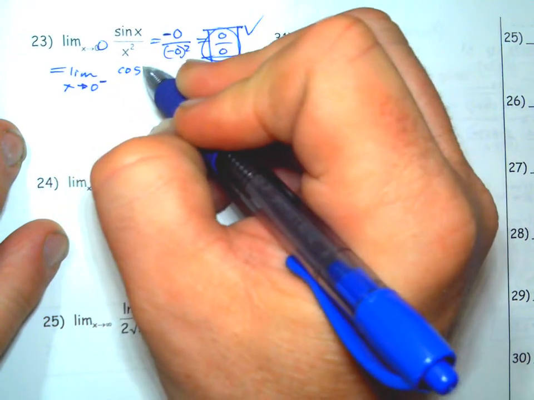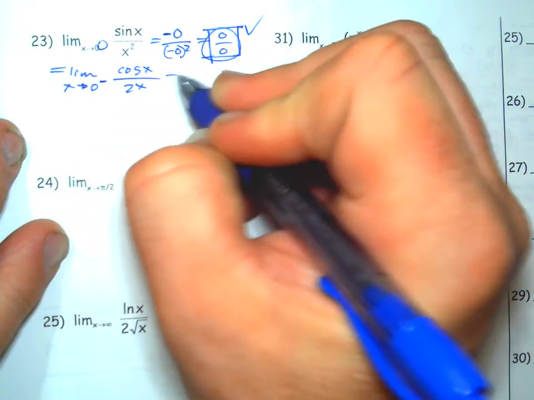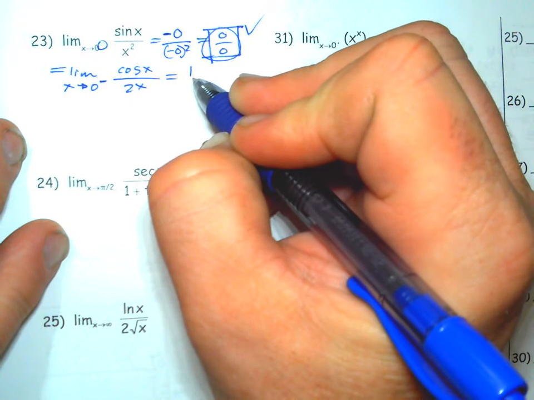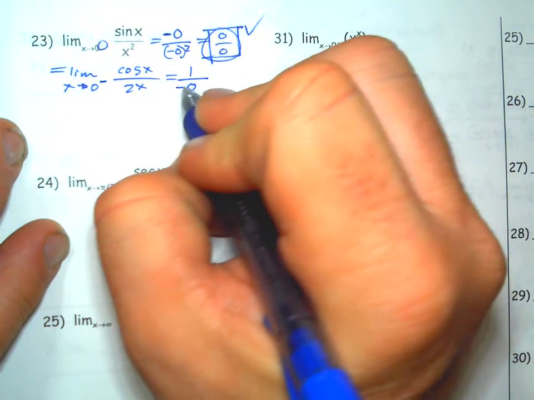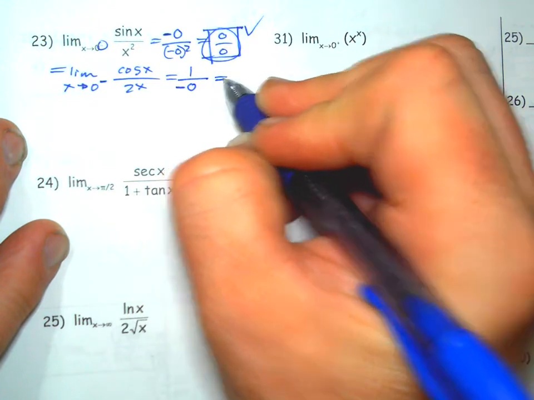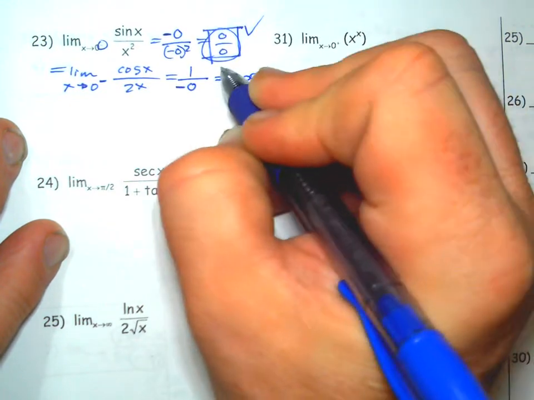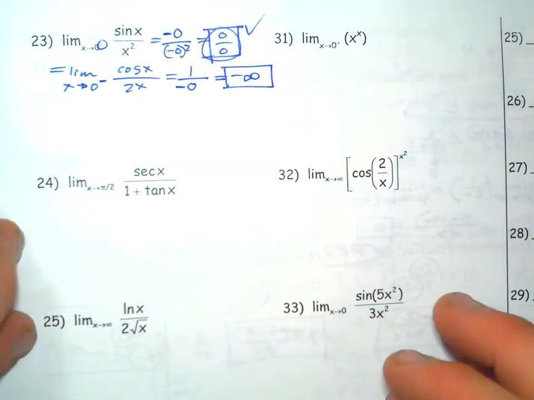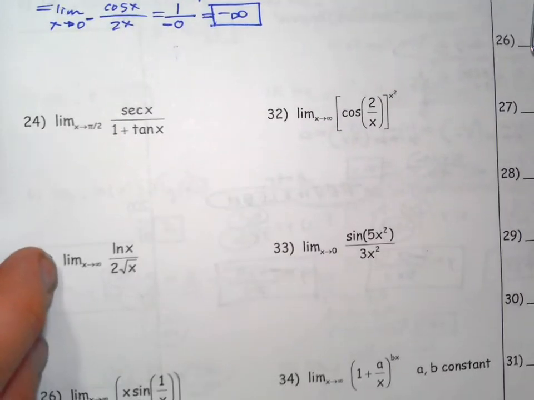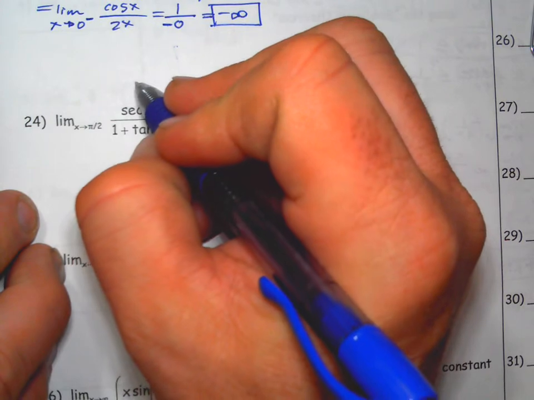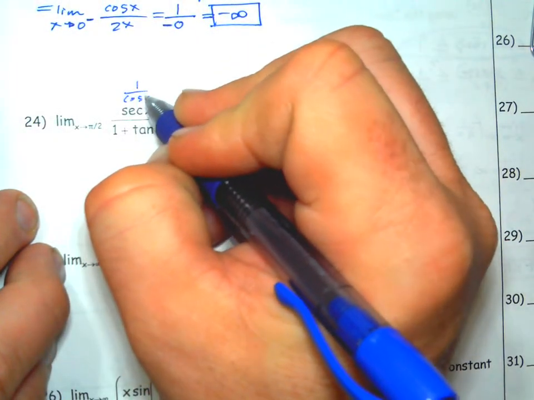Cosine x over 2x. So if we plug 0 into here, we get 1 over 0, but it's going to be negative because we're approaching from the left, which is going to make it go to negative infinity. So if you don't deal with that negative 0, you're going to get the wrong answer. Negative infinity.